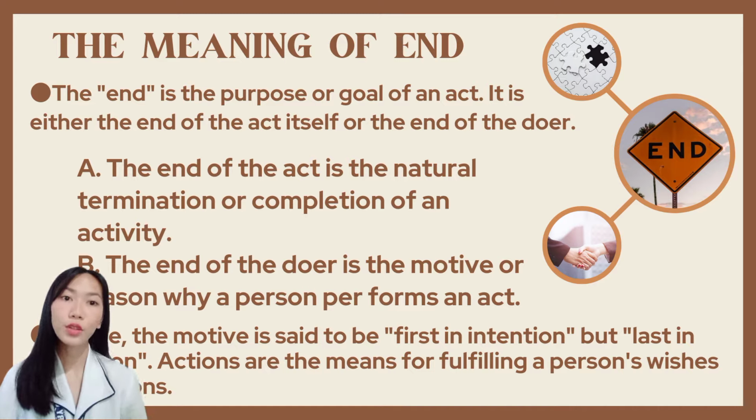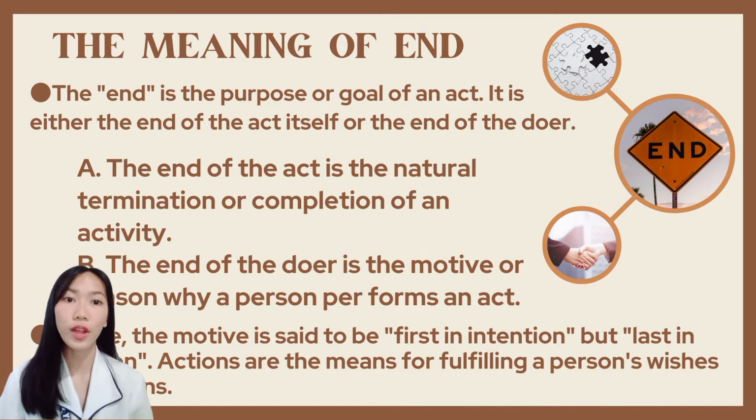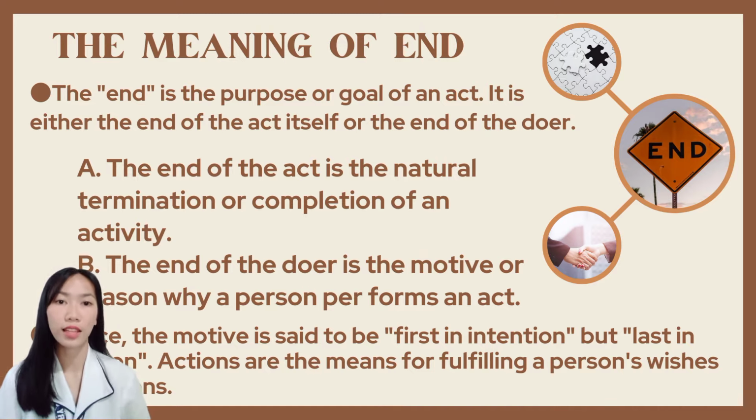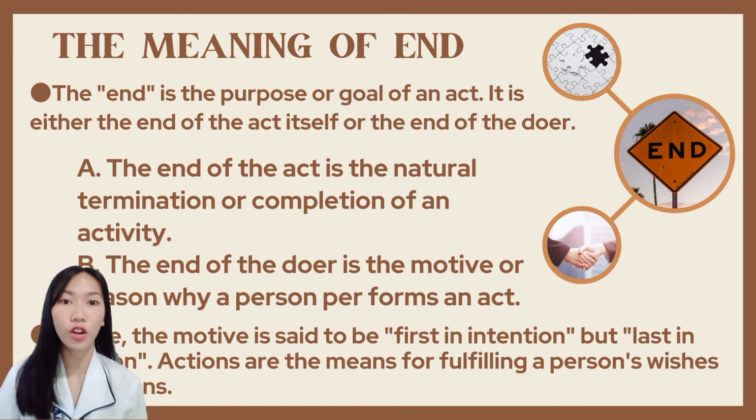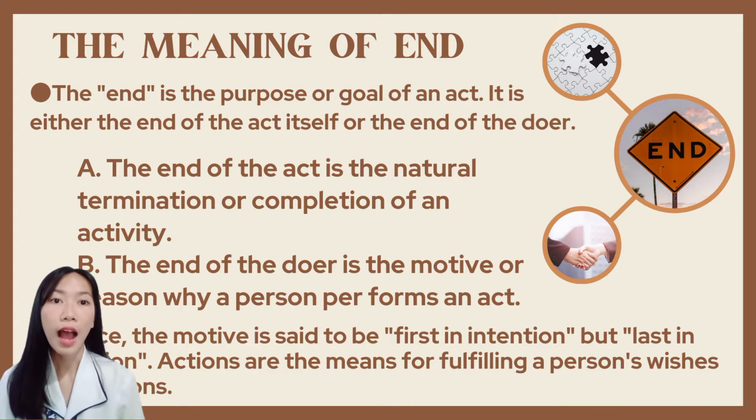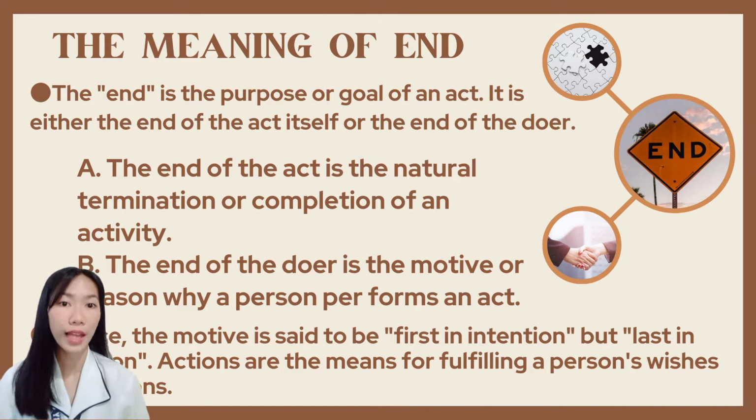Meanwhile, the end of the doer is the motive or reason why a person performs an act. A person, for example, eats either to appease hunger or to indulge his appetite. A housewife saves money because she wants to buy an appliance or to pay for a vacation.